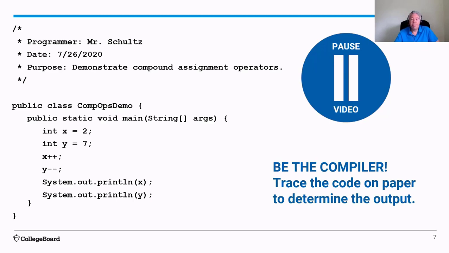And remember that when we become the compiler, that means that on a piece of paper, we're going to do exactly what the compiler would do, line by line, step by step. Okay, so whenever you're ready, go ahead and pause the video, take some time and trace the code on paper, and then once you've finished, go ahead and press play, and we'll continue.